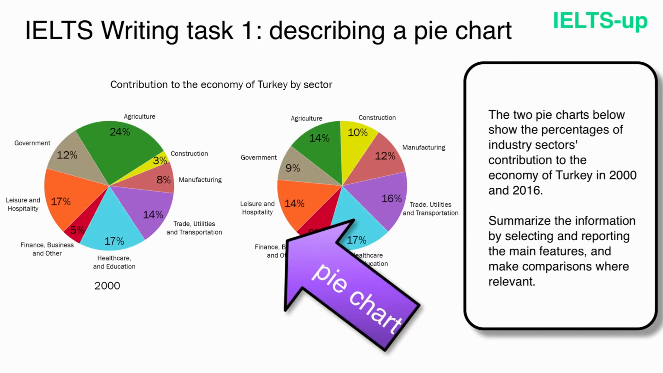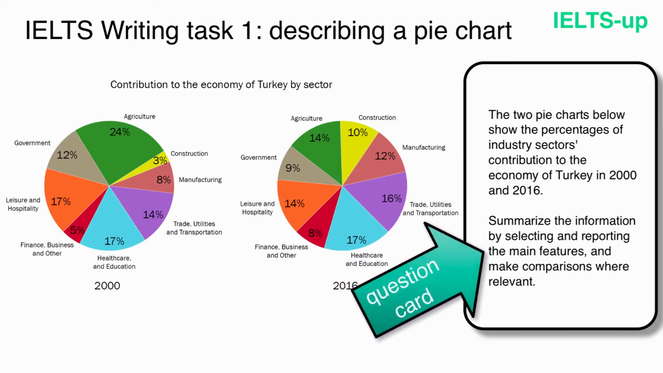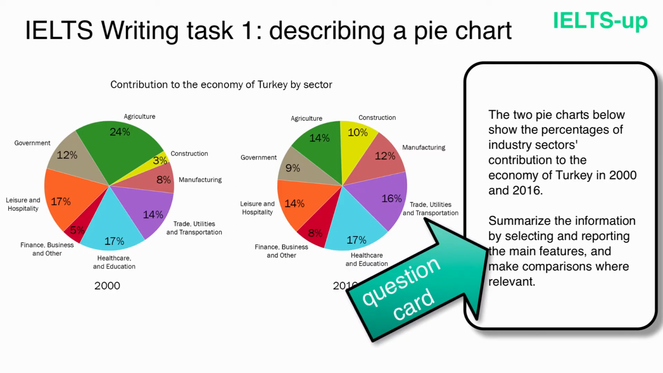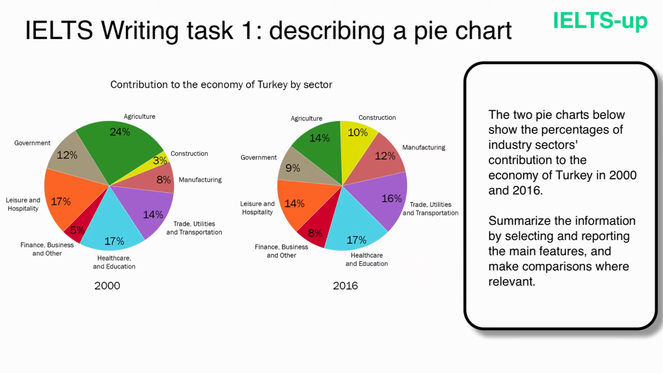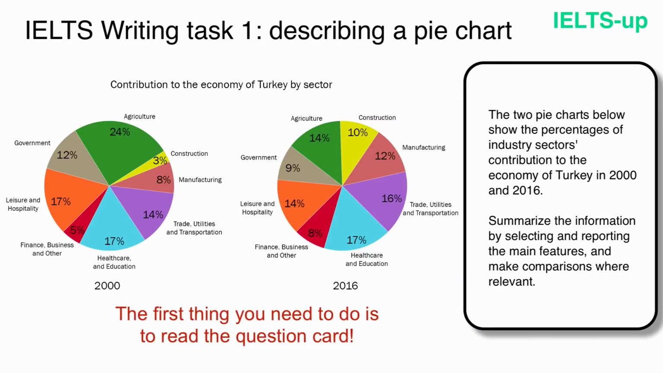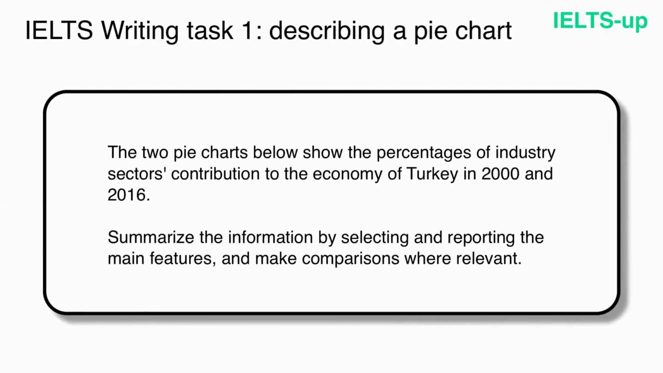You have a pie chart to describe, and you have a question card with some important information about your chart. The first thing you need to do is to read the question card. Let's do it together. The two charts below show the percentages of industry sector's contribution to the economy of Turkey in 2000 and 2016. Summarize the information by selecting and reporting the main features and make comparisons where relevant.